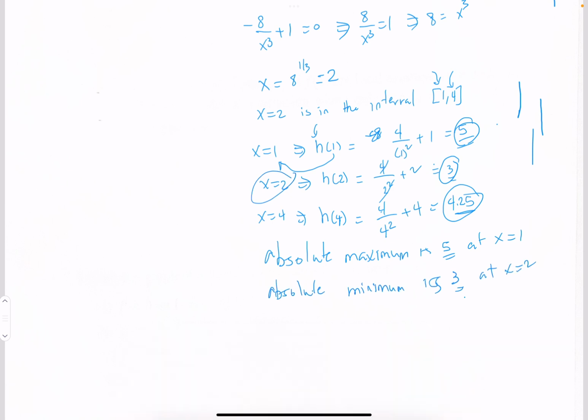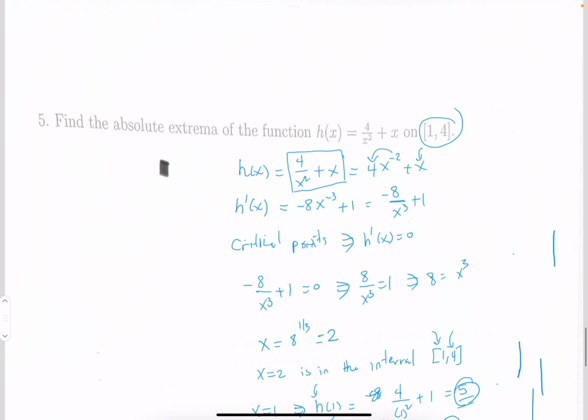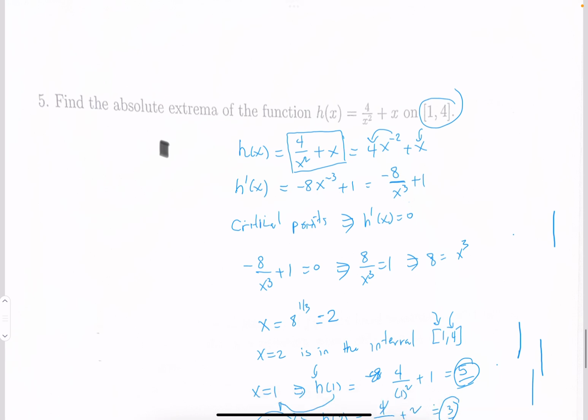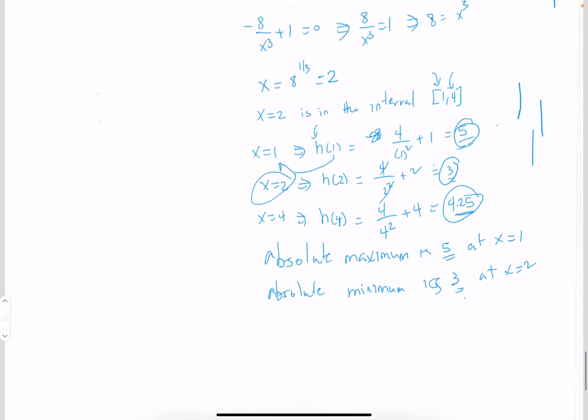Okay, so now we have both the absolute maximum and the absolute minimum for that function. The absolute maximum is 5 at x equal to 1. The absolute minimum is 3 at x equal to 2. This is the way we solve number 5, the absolute extrema for the function h(x). Okay, I hope that this is easy to understand.